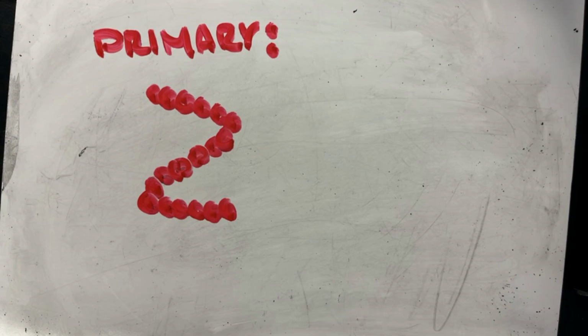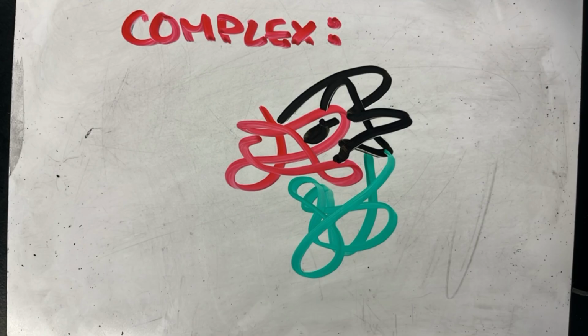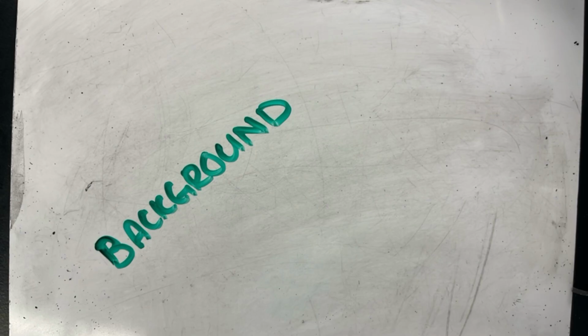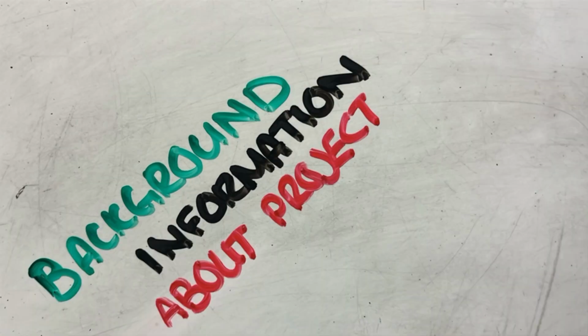The different structures are primary structure, secondary structure, tertiary structure, and complex structure. Enzymes are biological catalysts that speed up chemical reactions. They lower the amount of activation energy needed for a reaction to take place.